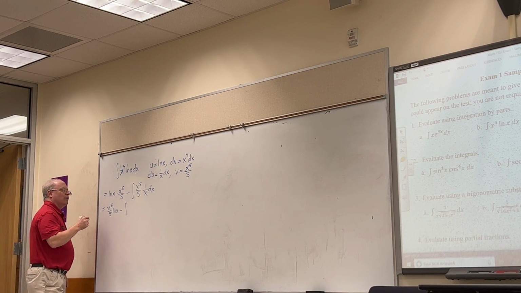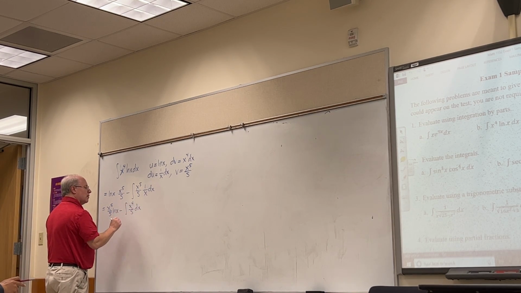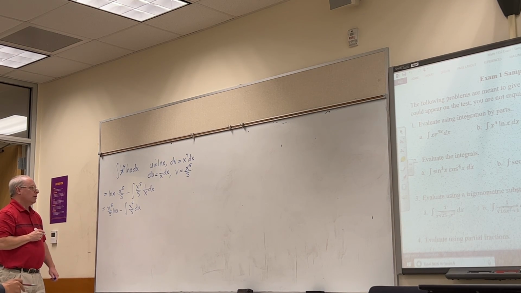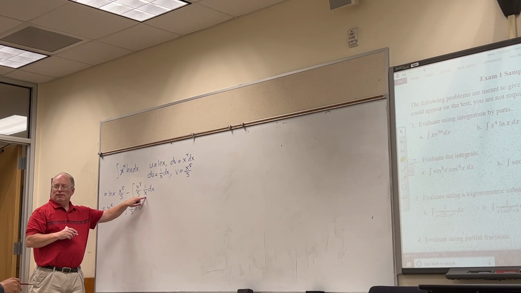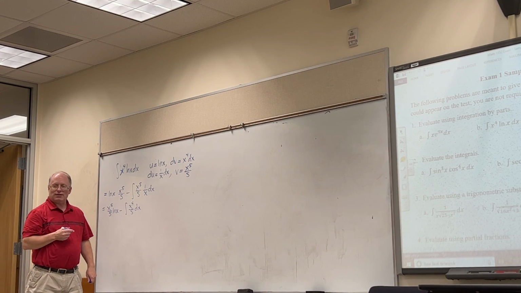X to the 4th over 5? Yeah, x to the 4th over 5. So I saw something like that on one of the other problems we did. How do we get to x to the 4th? That's x to the 5th divided by x. So we're just canceling out a factor of x.